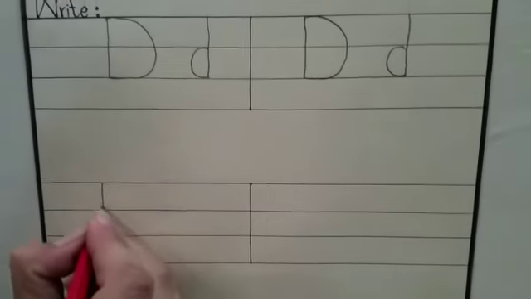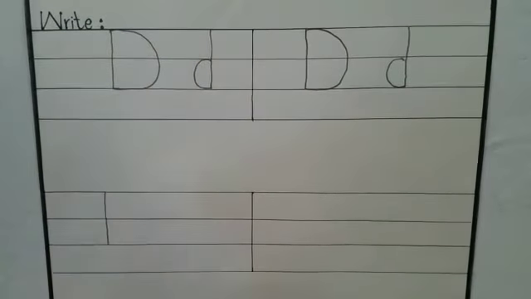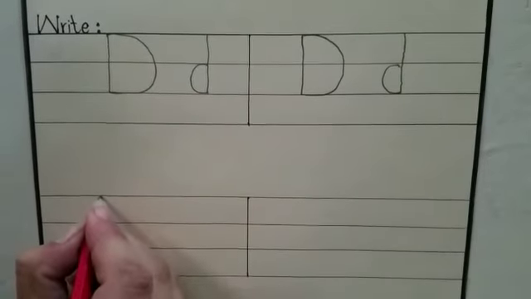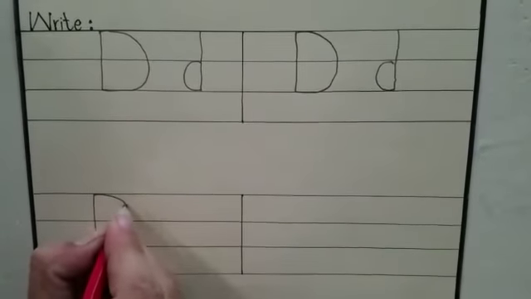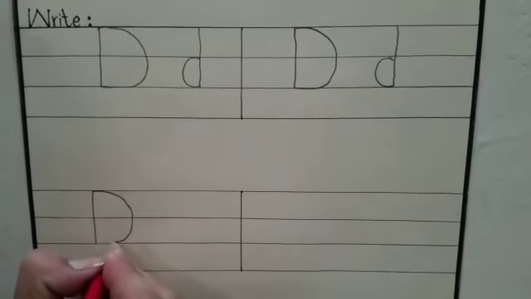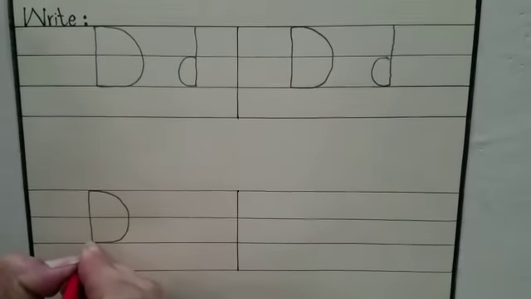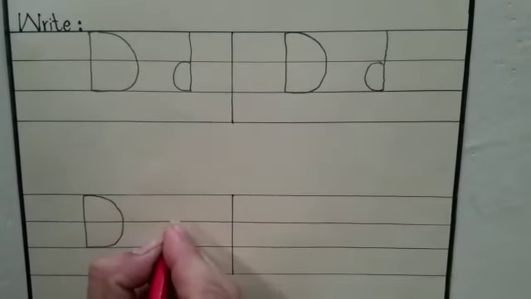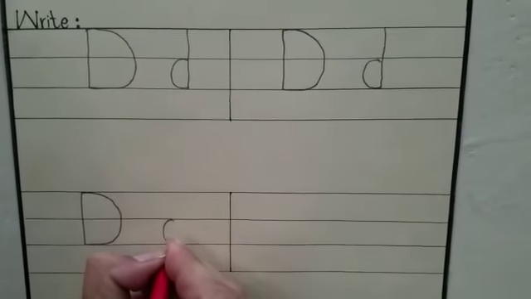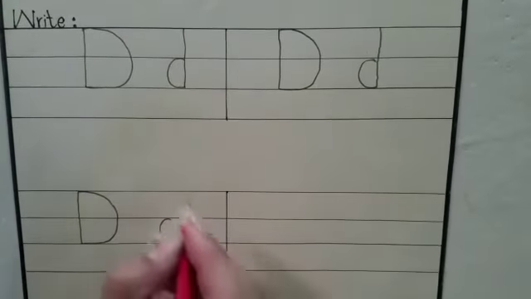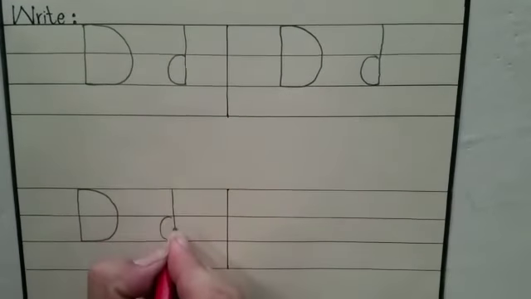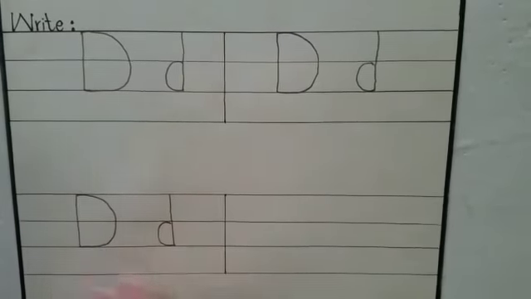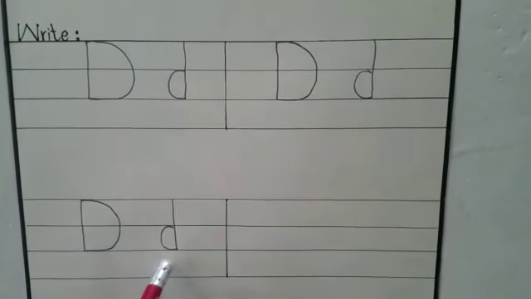Let's write it again. Straight line, very easy, and then go round, round, round, touch the line and stop. Again draw a semicircle like this and then draw a straight line like this. This is capital D and small D.